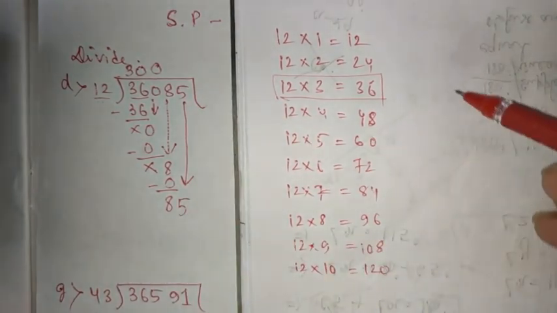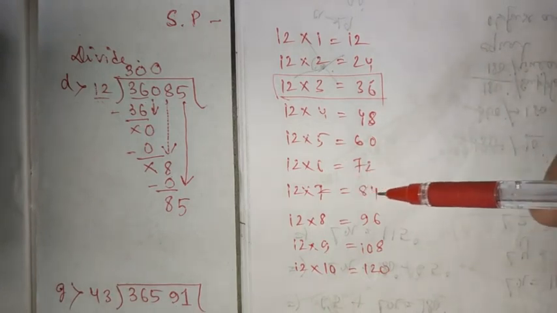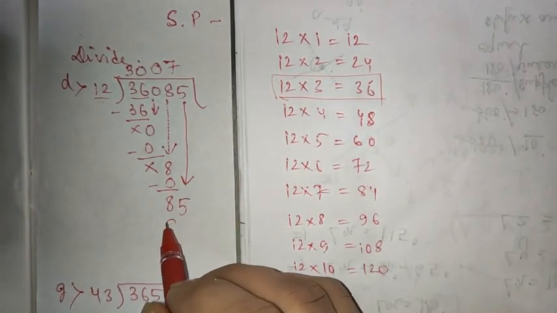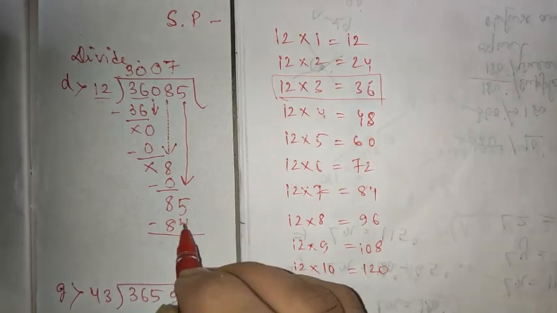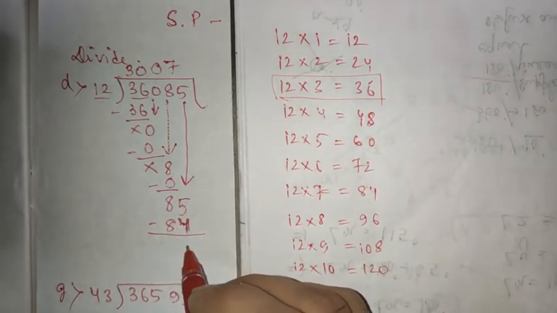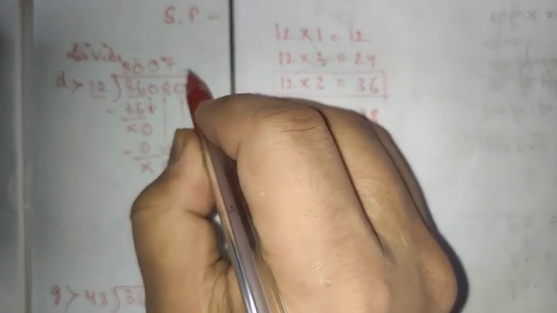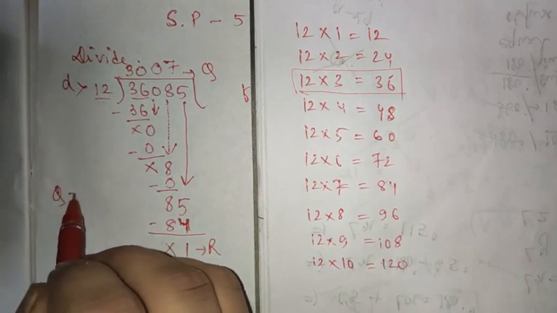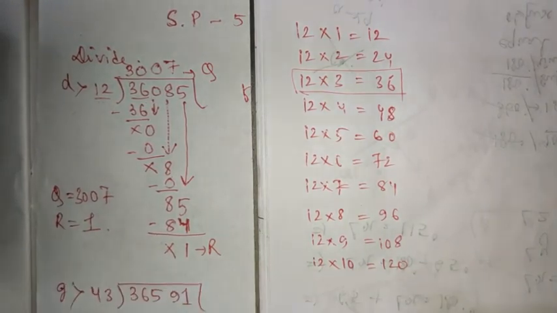Okay, so now what will be remaining? 5. So where is 85 in the table of 12? 12 sevens are 84. 85 is not there, so 12 sevens are 84. So 5 minus 4 is 1, and 8 minus 8 is 0. So your quotient is, let me write here, 3007 and your remainder is 1. Alright, I hope you have understood this.